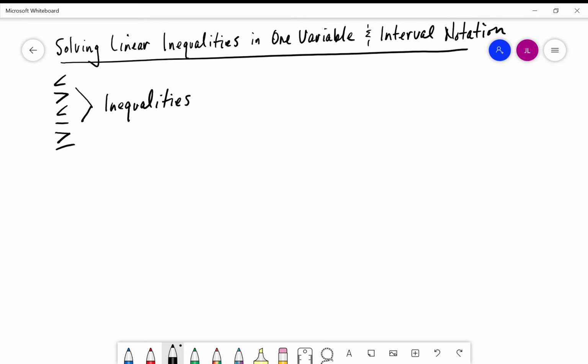So basically, an equation has an equal sign. We can also have not equal inequalities, but an inequality has one of these signs. So when we look at a linear inequality in one variable, we would look at this as ax plus b is less than c. Now a cannot equal 0, and a, b, and c all have to be real numbers.